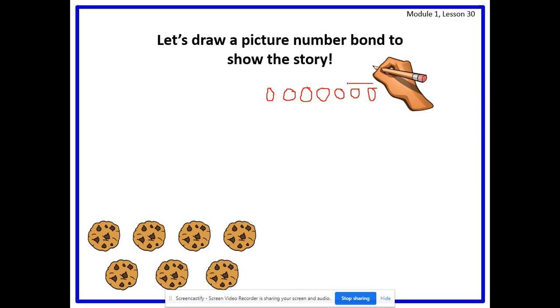Now let's go ahead and box it. Remember that our drawings must be in a straight line. I do not want to see our drawings all over the place.